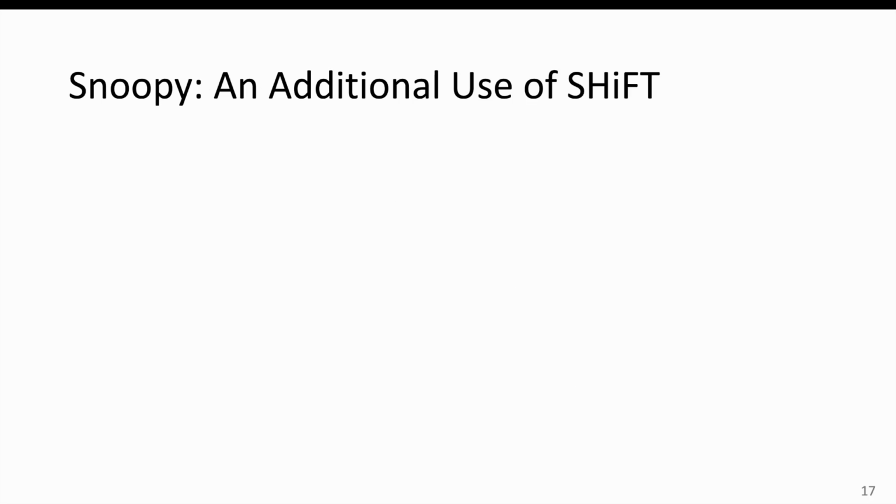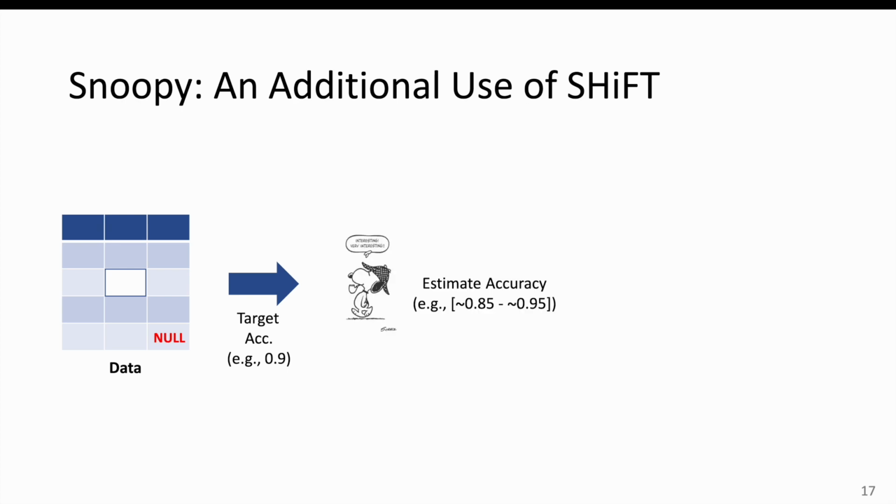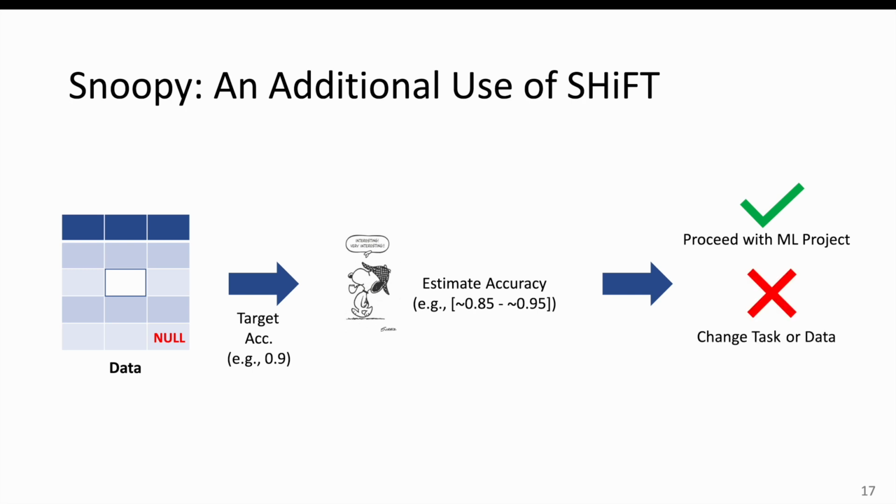Now, before I conclude this talk, let me show you a second use case of Shift. Imagine you have a data set which might be noisy or have missing values, and we have a target accuracy. The system called Snoopy, the idea of it is to estimate the achievable accuracy of the data set. If the target accuracy is within that estimate, then we're probably good to continue with the machine learning project. Otherwise, it is probably wiser to change the task or the data.